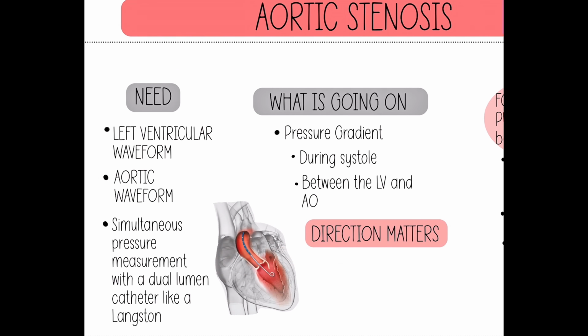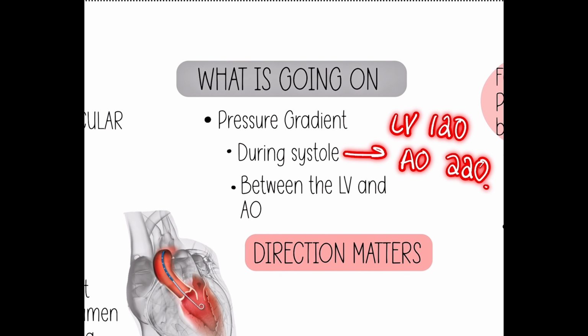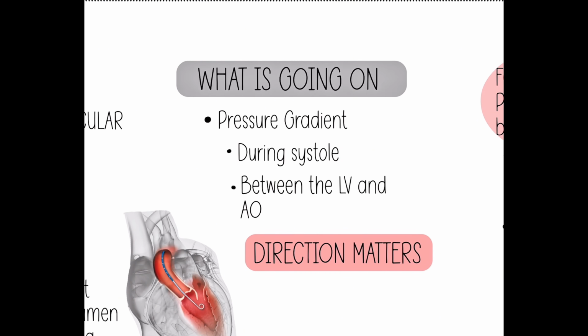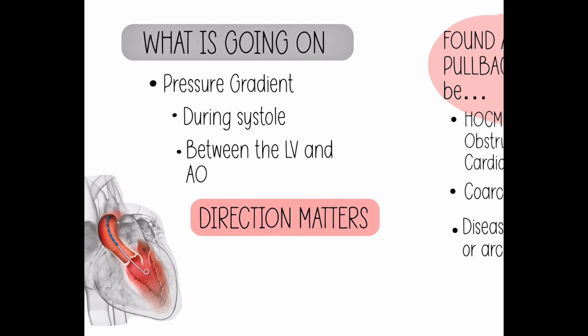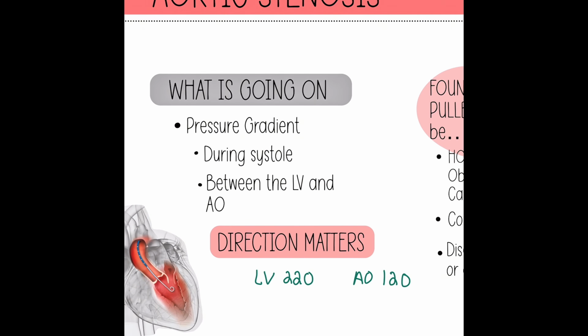Now, direction does matter because technically, if I just write this out really quick, let's say my LV systolic was 120 and my AO systolic was 220. Now, is there a pressure gradient? Yes, of 100 millimeters of mercury, but it's backwards. So let me explain what that means and why that's important. So LV, let's make LV 220, AO 120, versus LV 120 and AO 220. This is what I mean when I say direction matters.